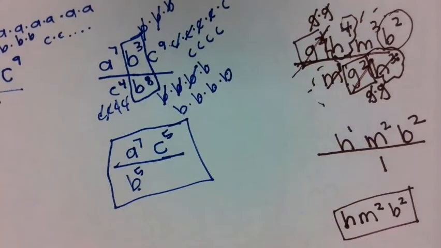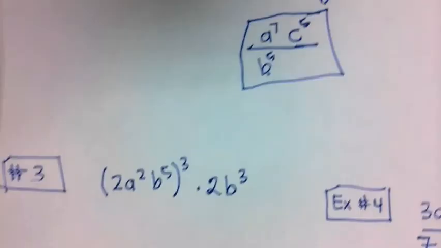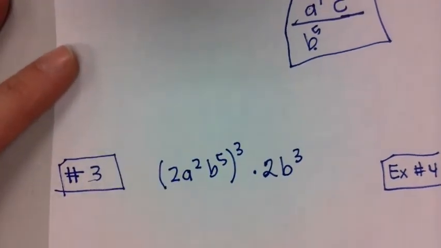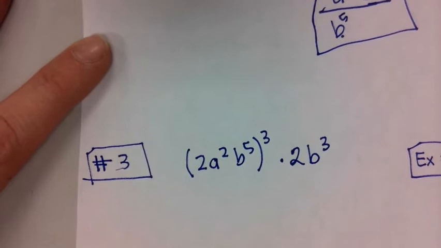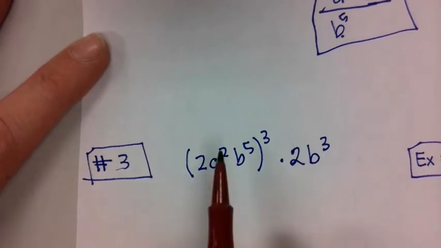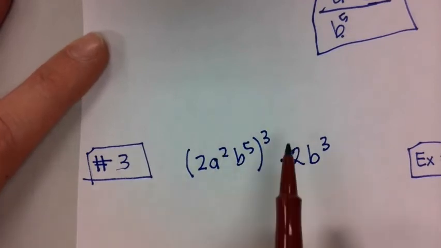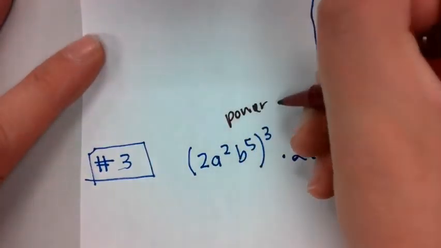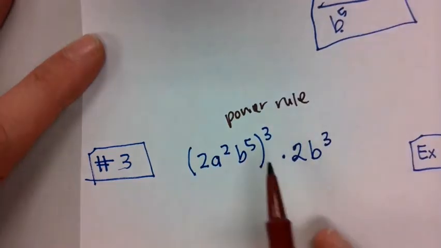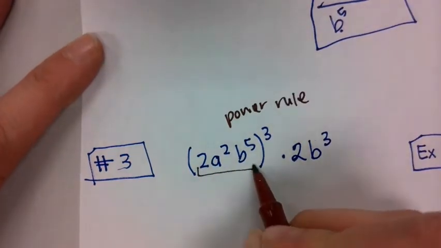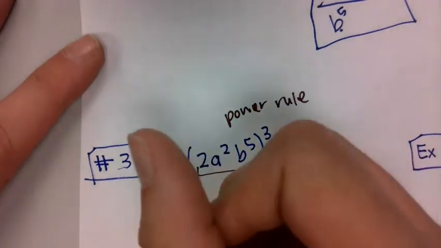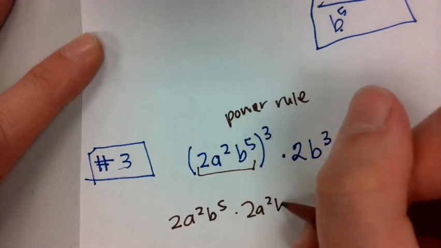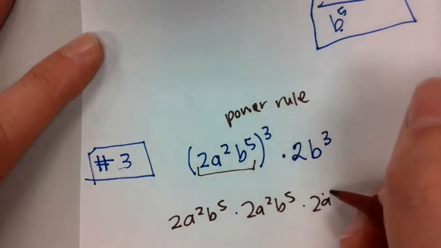All right, we're going to look at 2 more examples and then give you a chance to practice. So example number 3. Now this is different than my other 2 examples. I have parentheses with an exponent on the side. That means this is the power rule. What I'm going to do is repeat everything in these parentheses 3 times. 2a squared b to the 5th, that's once. 2a squared b to the 5th times 2a squared b to the 5th.